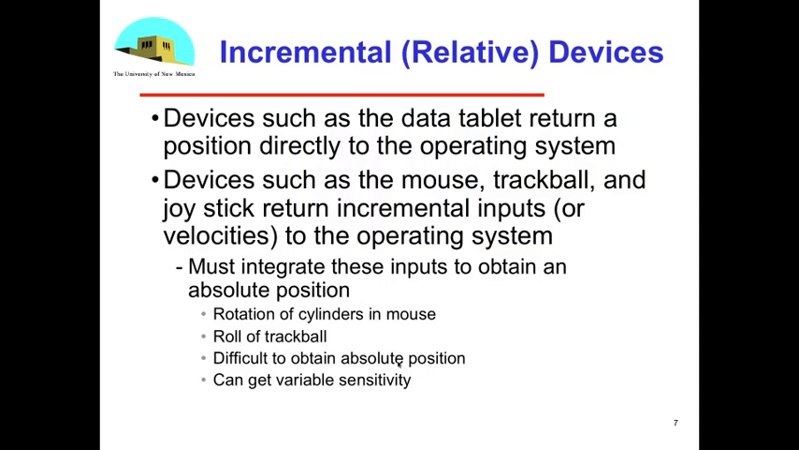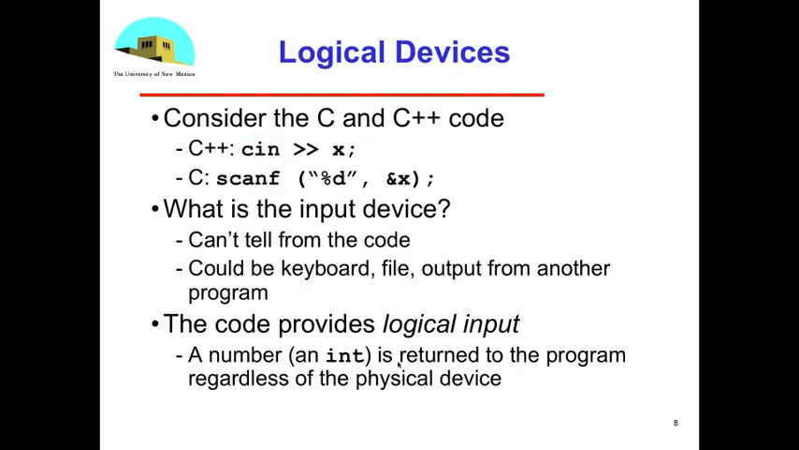Okay, so let's move away from physical devices to logical devices, and let me go back to a sort of C/C++ thing, because we don't quite have the same equivalent in JavaScript. So let's say you've got a C++ program and you have a line in your code that says cin, the input stream goes into a variable x, or in C you'd have a scanf that says read a value from somewhere and put it in the variable x. What we can't tell just looking at that is what is the device. It may not be a device.